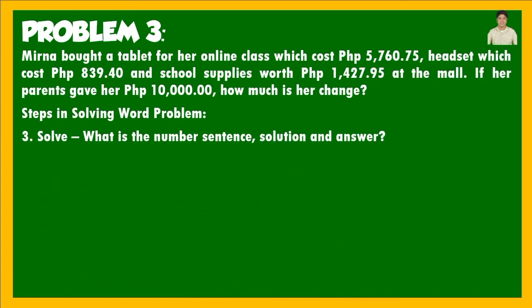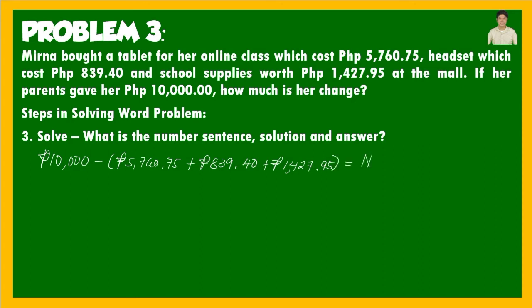So, yung third step natin, so what is the number sentence, solution, and answer? So, our number sentence goes like this. Sulat natin una is yung total amount ng money na binigay sa kanya, which is 10,000 pesos, minus yung sum nung tatlo. So, 5,760 pesos and 75 cents plus 839 pesos and 40 cents plus yung sa school supplies naman, 1,427.95 or 95 cents equals N.